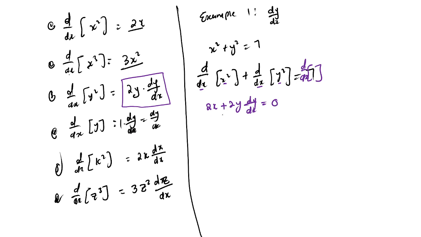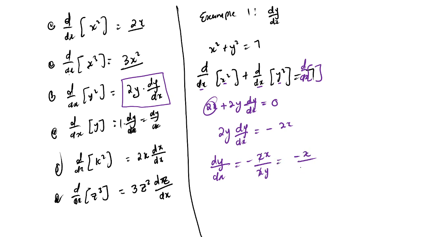And then what we're going to do, we're going to transpose this 2x to the right hand side. We're going to end up with 2y dy over dx, which is equal to minus 2x. If we divide both sides by 2y, it's going to be dy over dx, which is equal to minus 2x all over 2y. The 2s are going to cancel out. What is left is minus x all over y, and this is your derivative which you were asked to take.